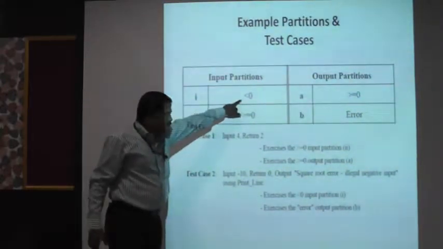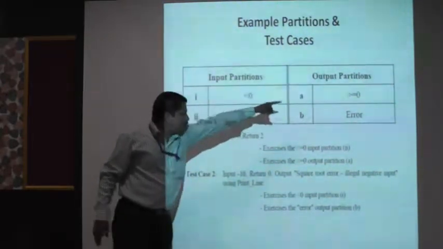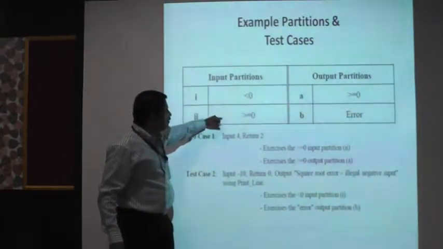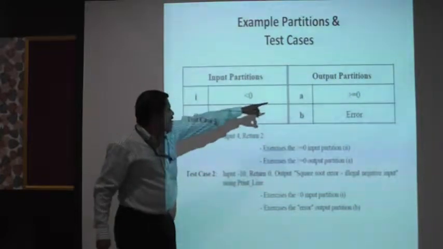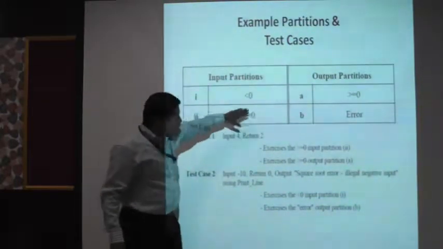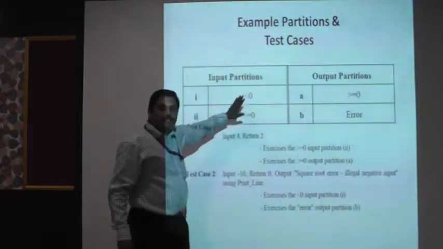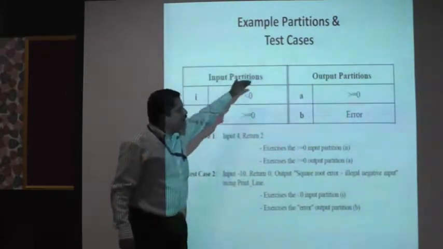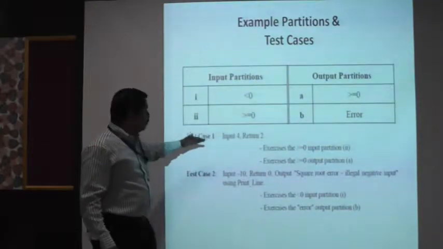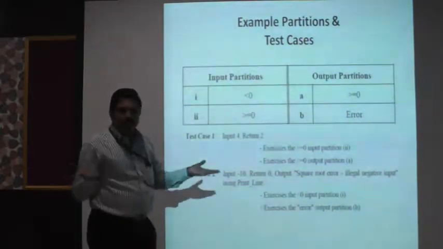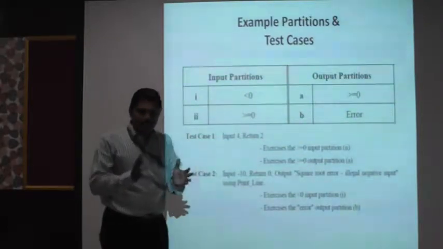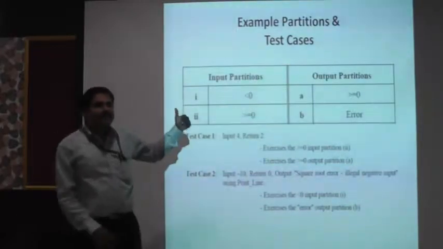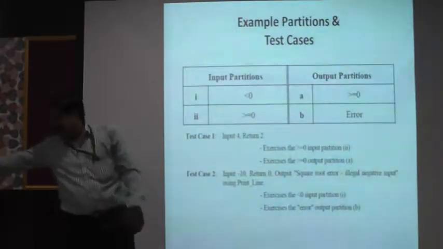If my input is less than 0, it should print an error; if my input is greater than or equal to 0, it should print the output. That is, if my input is 4, the square root of 4 will be 2. If my input is minus 4, it should print an error. So, that is how equivalence partitioning works out. That is, the input and output get partitioned.